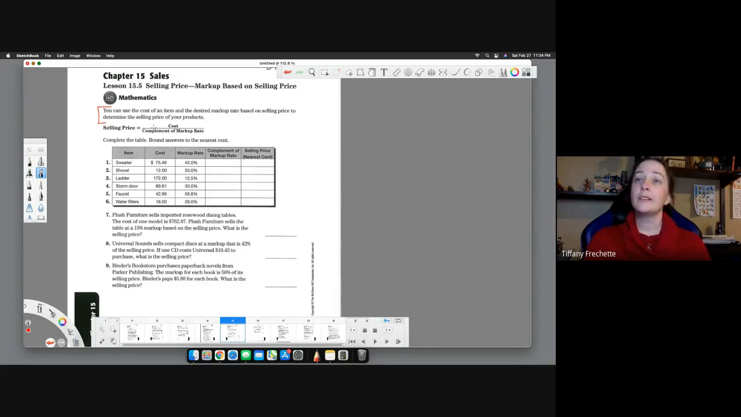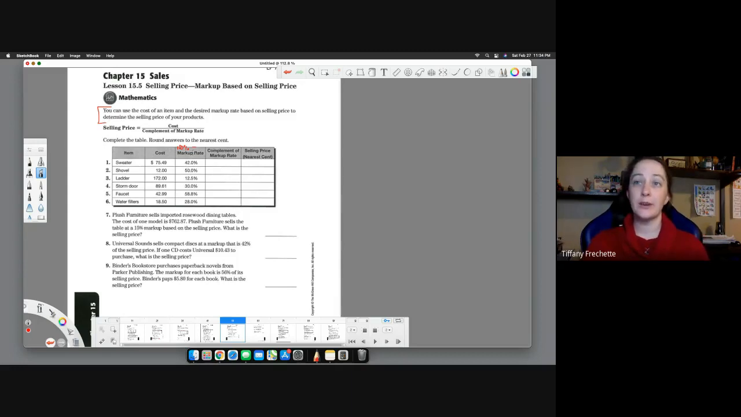So the way we calculate the complement is when we're given the rate, we subtract from 100. This allows us to do a simple calculation by subtracting from 100, and then we take that number and divide the cost by it. And it'll immediately give us the selling price. So we don't have to do any adding back or anything like that. So let's go ahead and practice on number 1.